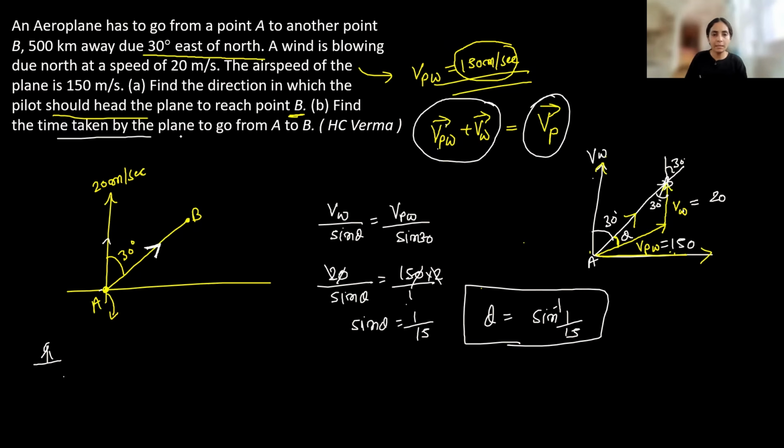Now find the time taken by plane to go from A to B. So A to B जाने में कितना टाइम लगेगा? अगर आपको टाइम निकालना है तो आप सिंपली ये कहोगे कि ओके फ्रॉम A to B distance is 500 and what will be the velocity? I mean, what is VP? That you need to calculate vectorially. So angle between these two vectors, ये वाला angle आपको पता होना चाहिए. So 180 minus 30 minus theta. But here sin inverse 1 by 15 का angle value नहीं given and all.